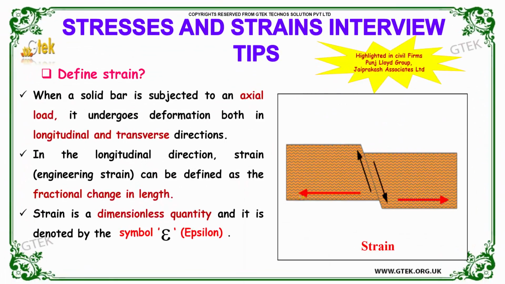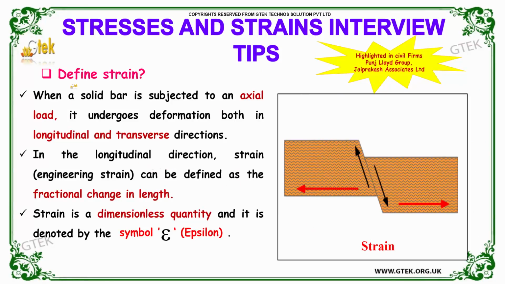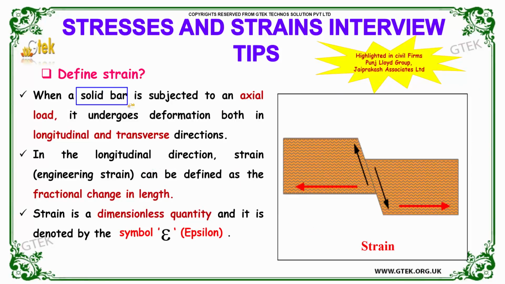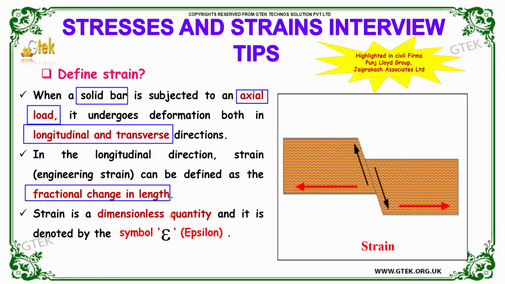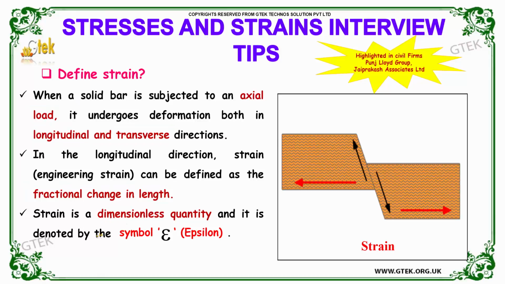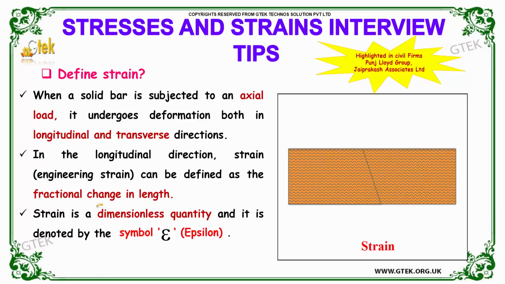Moving on to our next question. Define strain. When a solid bar is subjected to an axial load, it undergoes deformation both in longitudinal and transverse directions. In the longitudinal direction, it can be defined as the fractional change in length. Strain is a dimensionless quantity and it is denoted by the symbol epsilon.